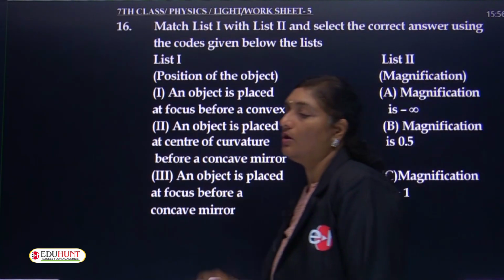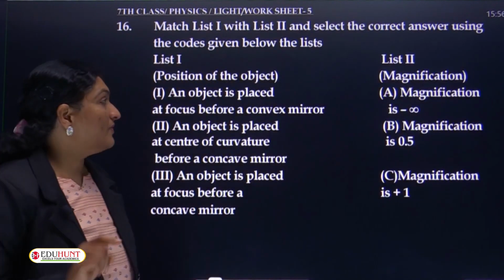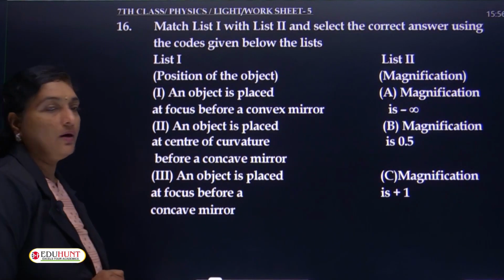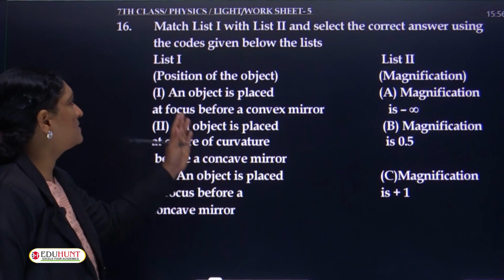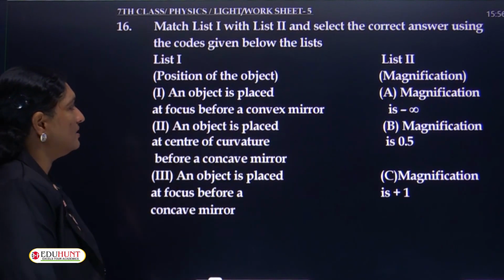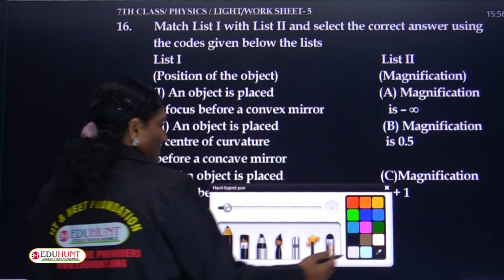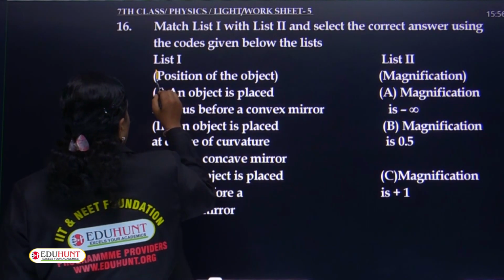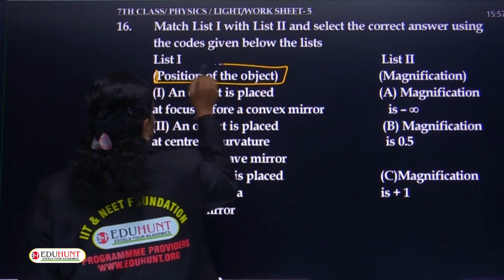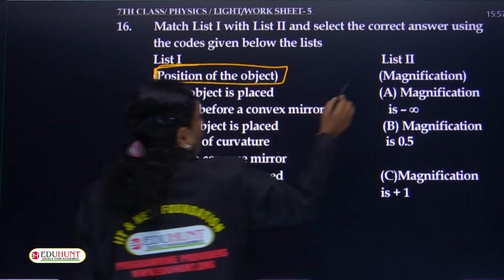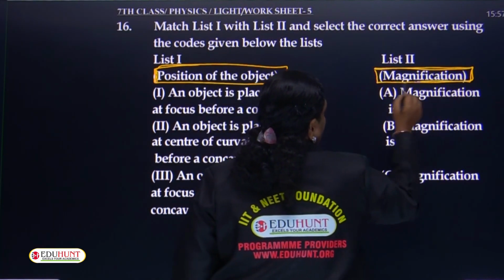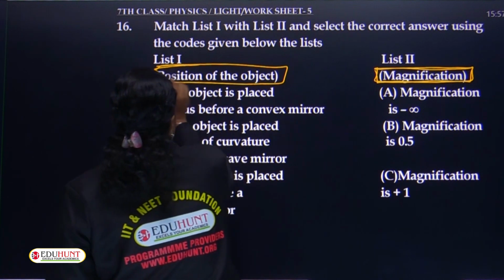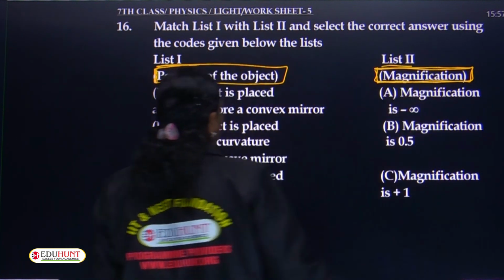So let us try to solve one after the other. Moving to the first question, here we go. Position of the object is in list 1 and the magnification is in list 2. This is the heading part. Again, you may get confused. So position of object is given in column A and magnification is given in column B, list 1 and list 2.